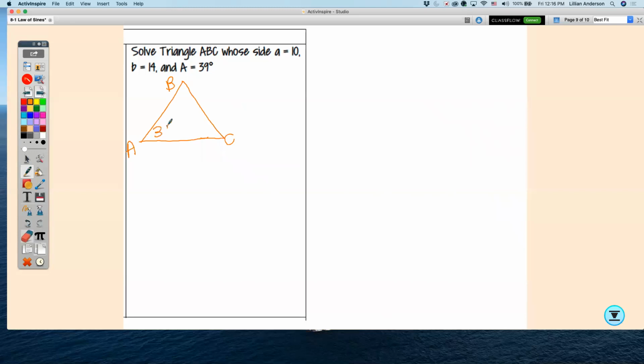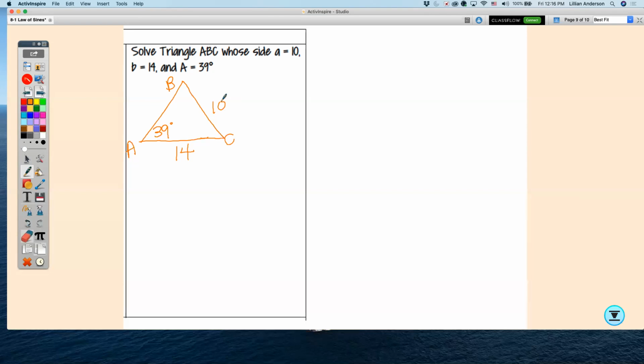Angle A is 39 degrees. Side B is 14. Remember, the side is opposite of its angle. And then side A is 10. Is this an angle side situation or a side angle situation? Side angle. So side angle means we could potentially have 2 triangles.